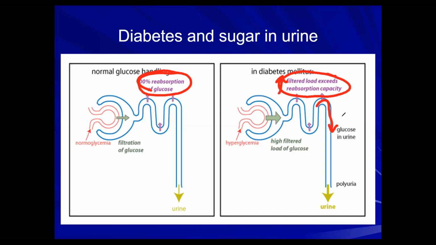Why else does that matter? Well, we know that water will always follow solute. So if we have a lot of glucose in our urine, it's going to actually draw water from our body into our urine, which is why another common side effect of diabetes is that you have to use the bathroom a lot.